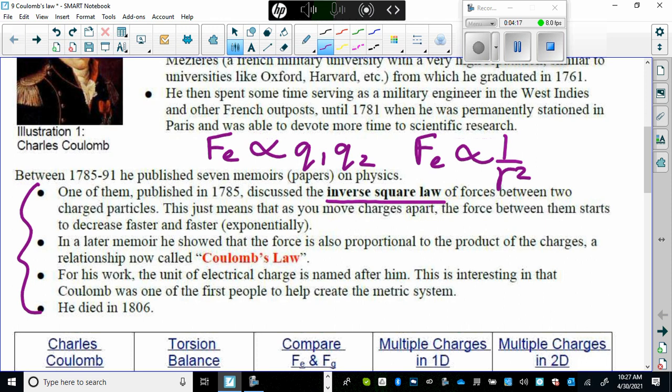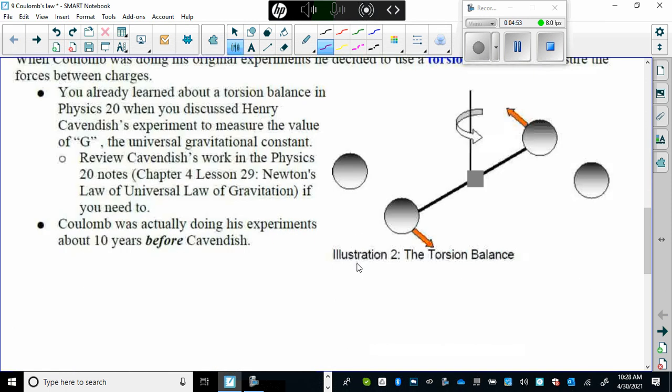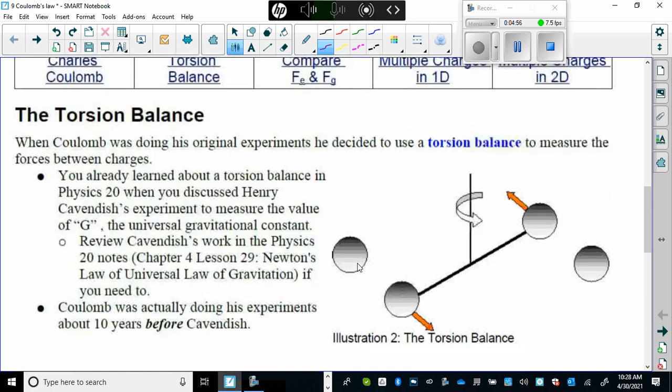In a later memoir, he showed the product of the charges, a relationship now called Coulomb's law. For his work, the unit of electrical charge is named after him. Okay, so this is great. Just as the unit for force is a Newton, the unit for electrostatic force is named after Charles Augustin de Coulomb. So it's a Coulomb. An electrical charge is measured in coulombs. So you know you're good when they name something after you of that importance. We measure the charge of objects in coulombs.